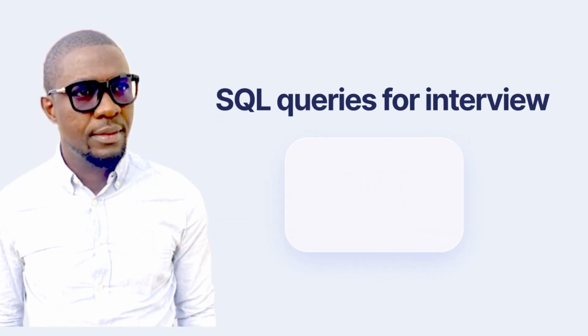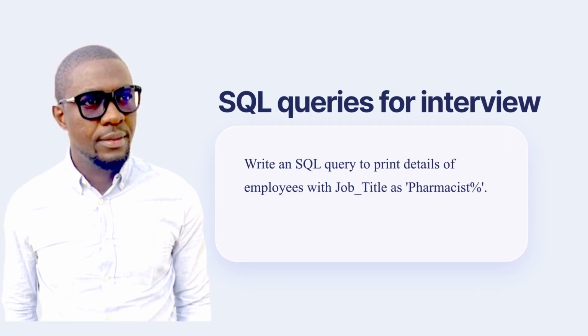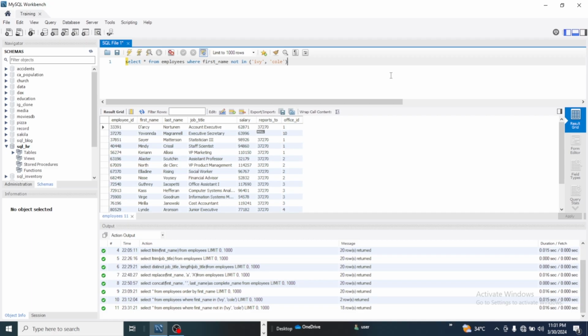The next question says, write an SQL query to print details of employees with job title as pharmacist. At this point, what we are trying to achieve is that we are searching for pharmacists from job title, and job title is a column. So we are extracting pharmacists alone from that column, and that is what will lead us to our LIKE operator. Use the LIKE operator from here.